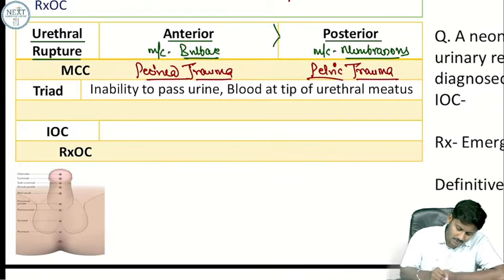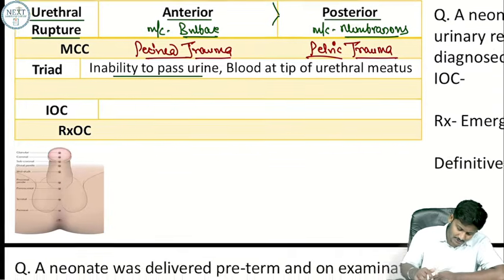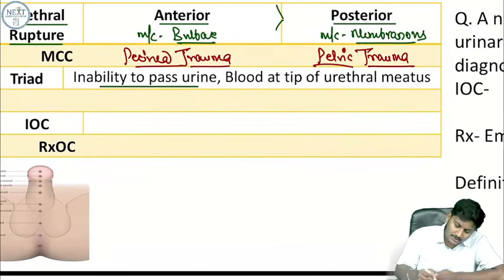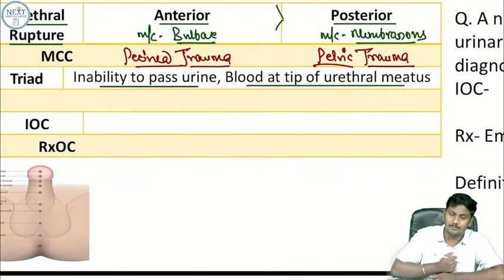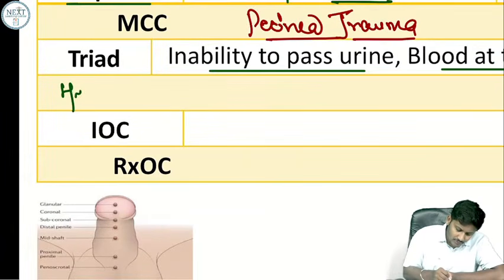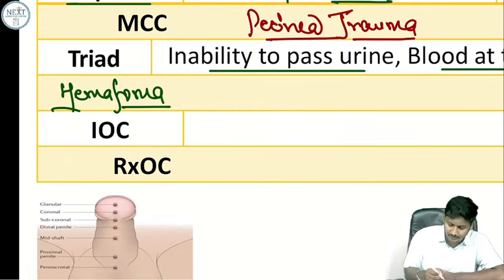One is inability to pass urine. Obviously if the urethra is ruptured, the patient will have difficulty in passage of urine. Second, there will be blood at the tip of the external urethral meatus. And third important, both these patients are going to have a hematoma. Due to bleeding, both these patients will have a collection of blood called a hematoma.